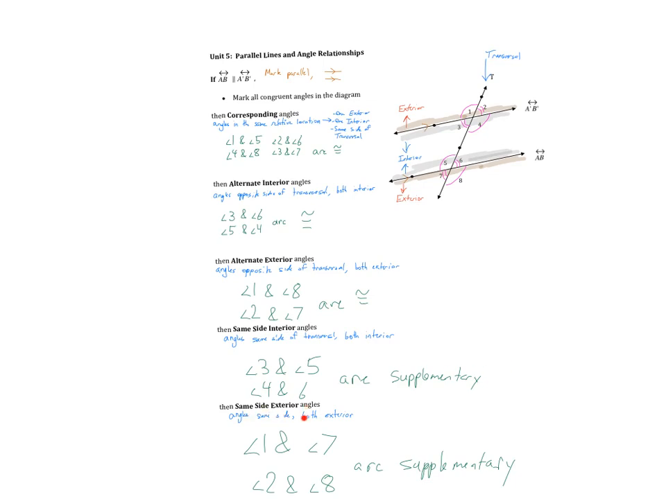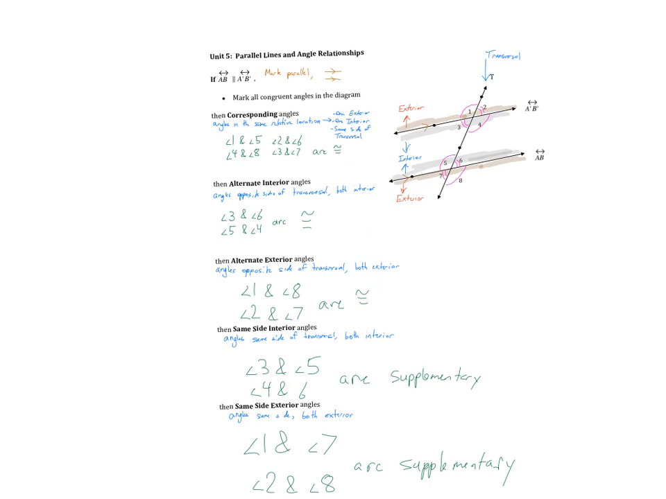And same-side exterior angles, 1 and 7, 2 and 8, are on the same side of the transversal and on the exterior region are both supplementary. So a helpful reminder is that same side are supplementary, alternates, and corresponding are congruent.